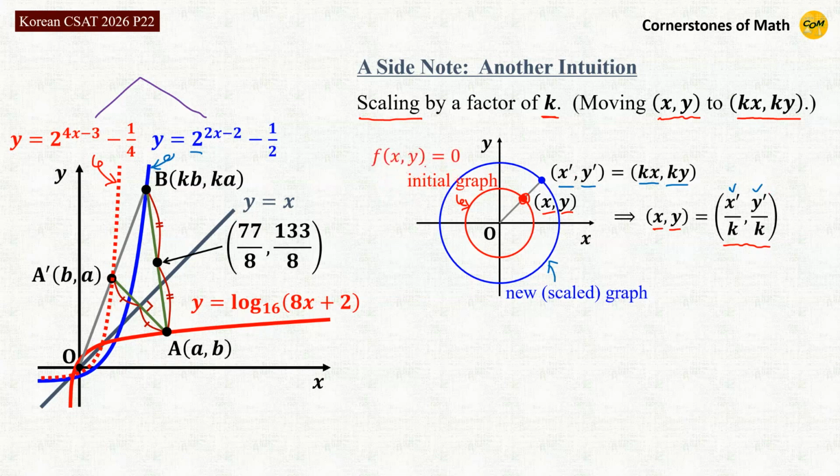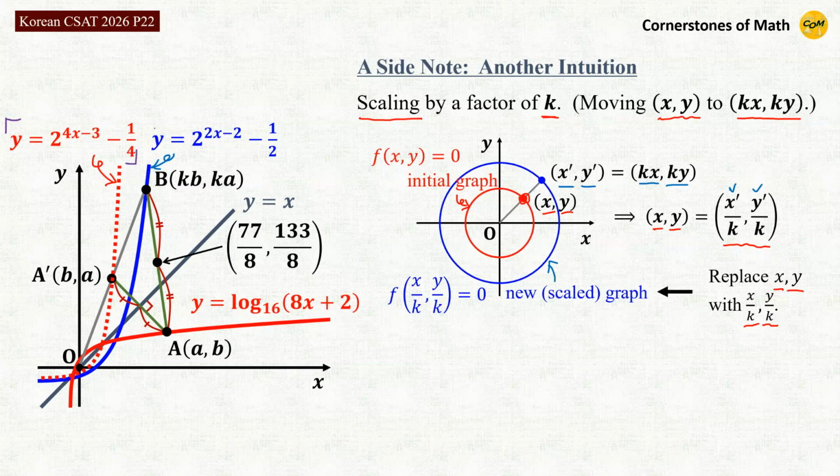That is, if the equation of the initial graph is f(x, y) equals 0, then the equation of the new graph can be obtained by replacing x and y with x over k and y over k. With this knowledge, if we take a look at the equation of the inverse and the equation of the blue exponential function again, you can notice that if we replace x and y with x over 2 and y over 2 in the inverse function, then we obtain the blue exponential function.